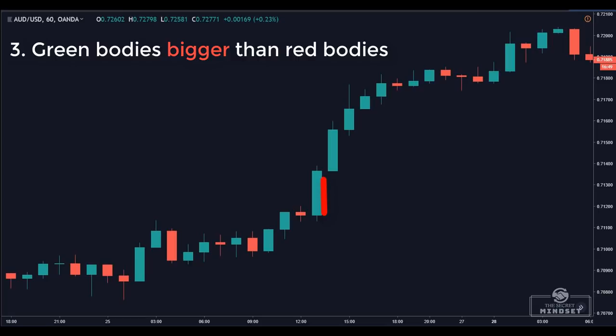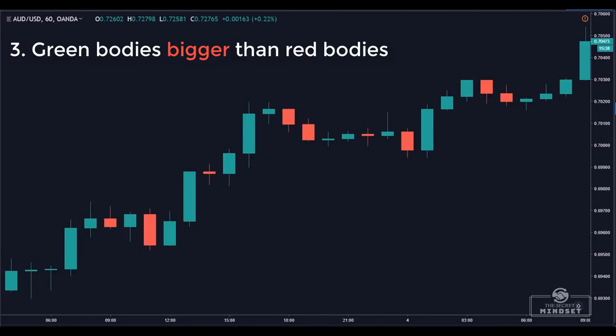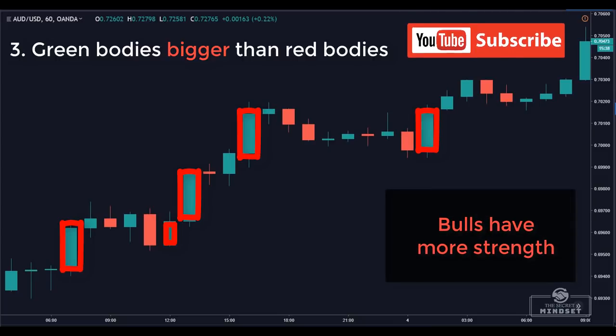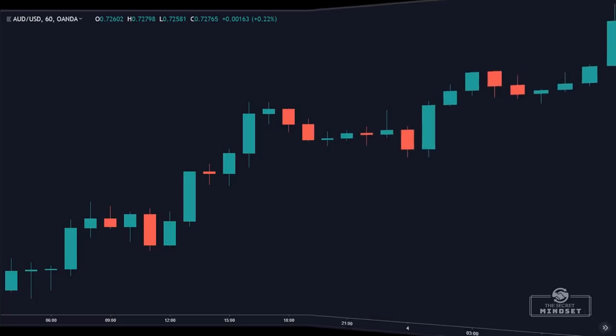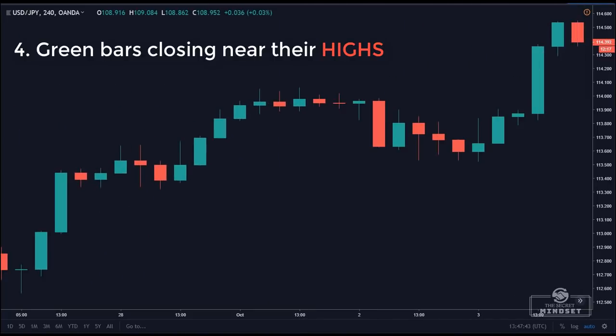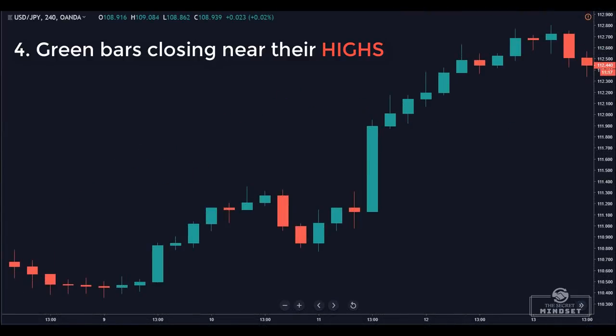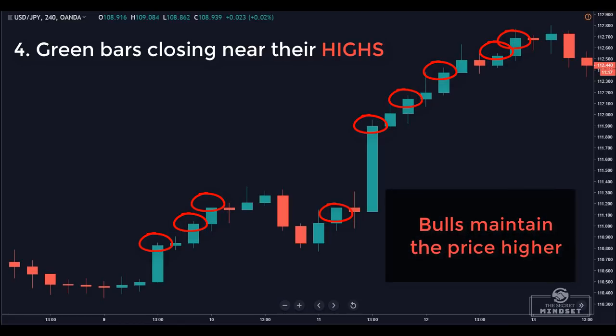In a bull market, the green bodies are bigger than the red bodies. When we see this on our charts, that's a signal that the bulls have more strength than the bears. Also, during a bull-controlled market, we will see the green bars closing near their highs. This suggests a good momentum on the upside because the bulls are trying to keep the price higher.